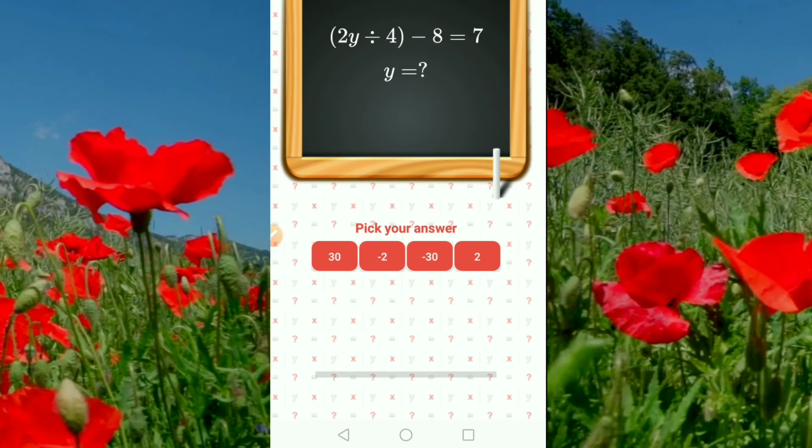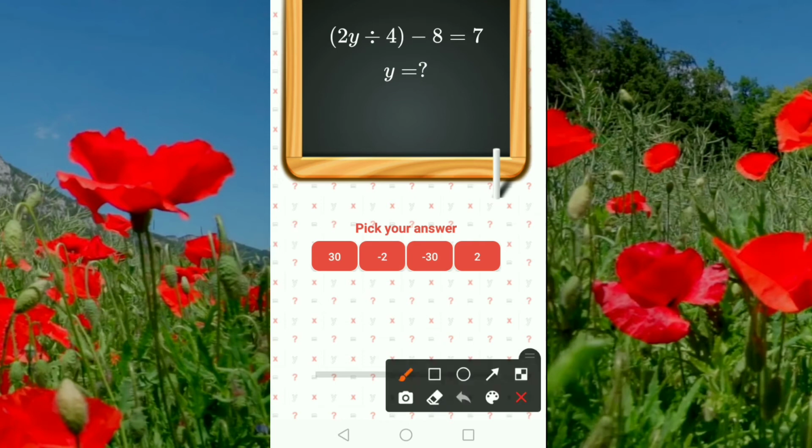We need to add the negative 8 to both sides to remove negative 8 from the left. So, let's erase first. So 7 plus 8. So our negative 8 becomes positive 8 already. So let's erase this y. So we copy this, 2y divided by 4. So 2y divided by 4 equals 7 plus 8 equals 15.